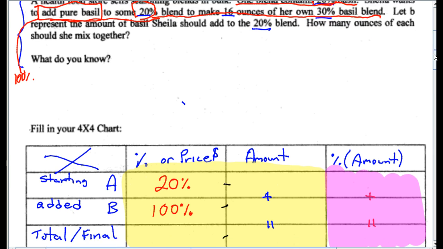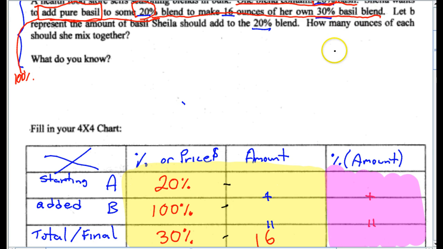Okay, so what do we know? We're trying to end up with what? 30%. 30% is our final. That's the final mixture. And how much of this do we want? 16 ounces. The amount we're trying to look for is 16 ounces. And we can only get this information by reading this carefully and properly. So hopefully that's an eye-opening moment about just reading the question.